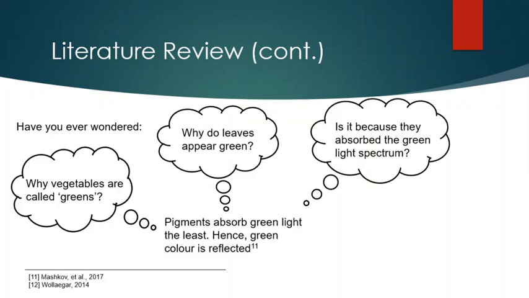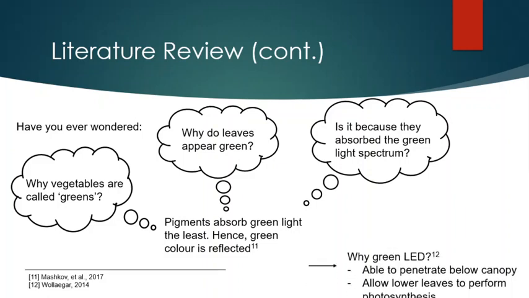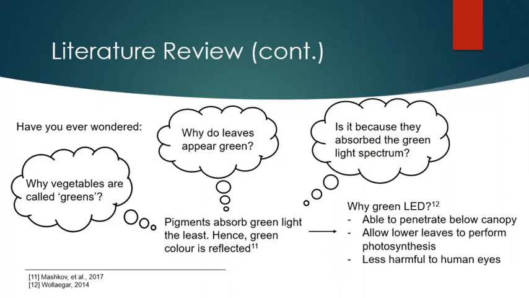Then why do plants need green light? Or what are the uses of green LED lighting in a greenhouse? It is because green light has the ability to penetrate below the canopy and provides light to the lower leaves to perform photosynthesis. Other than that, green LEDs are less harmful to human eyes as compared to other LED colors.